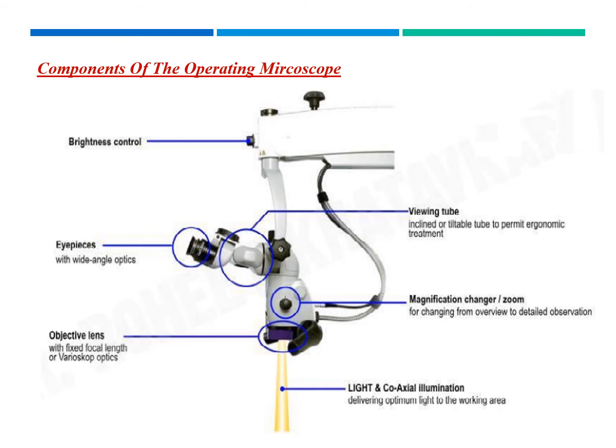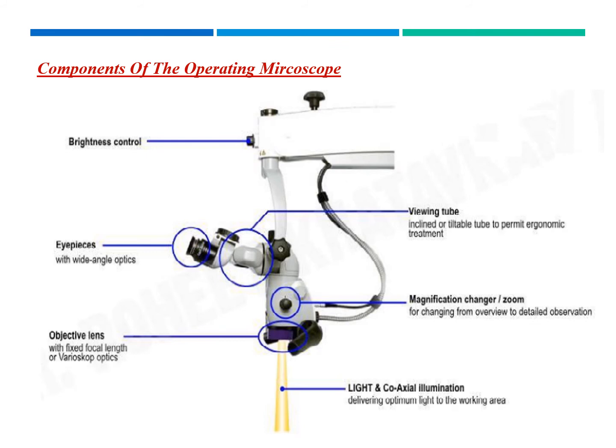Then there is a viewing tube, which is an inclined or a tiltable tube to permit an ergonomic treatment. And that viewing tube consists of the eyepiece which is close to our eyes, self-explanatory. Then you have something called a magnification changer or zoom, which I mentioned earlier. In case of a microscope, you can work with various magnification. It is not a fixed magnification number. You can change from a low magnification to a high magnification or vice versa.